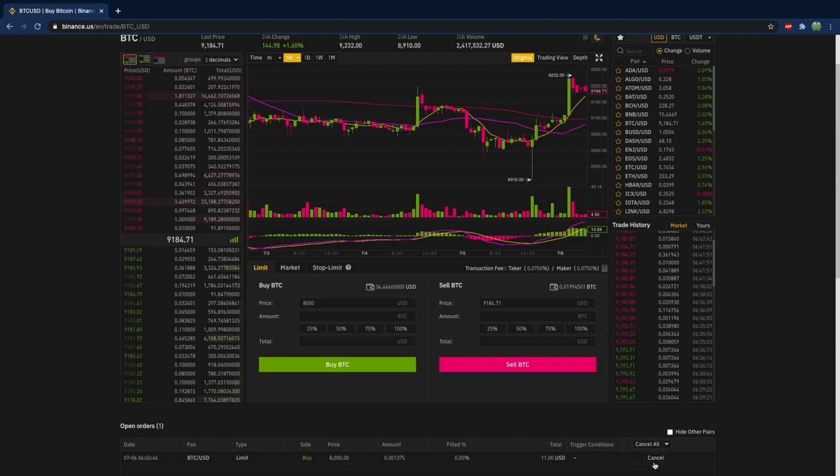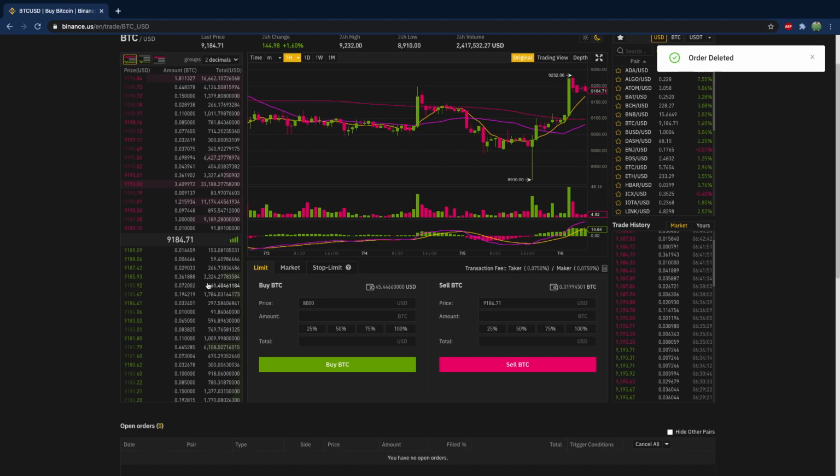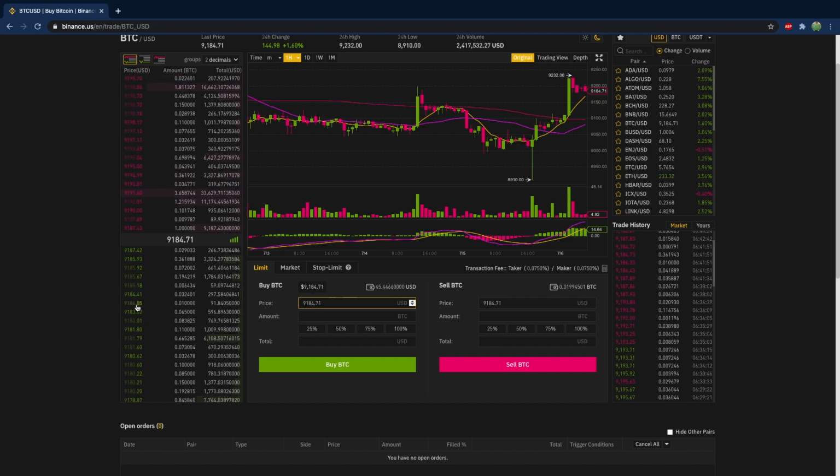So what I want to do instead is I want to cancel this and try to get as close as possible to this price right here. So to do that, you can type it in manually. So you could just say 9184.71, or what you can do is you could click one of these other offers to copy that number. So let's go ahead and copy this one, like the second one here, for example, 9186.96. And we're gonna do the same thing. We're gonna do $11 worth and hit buy. And that one actually went through because the price went down as we were placing that buy order. So let's try it again.